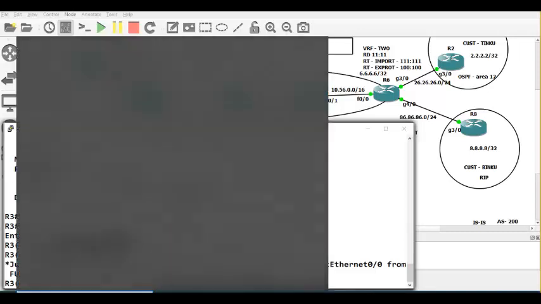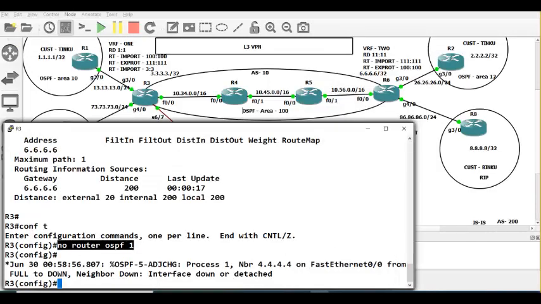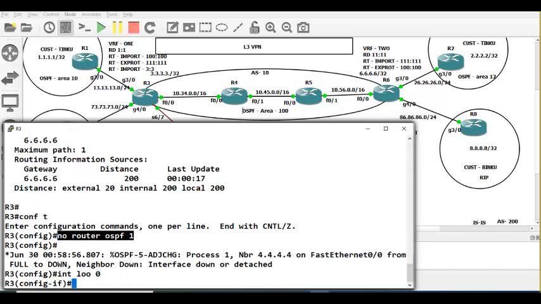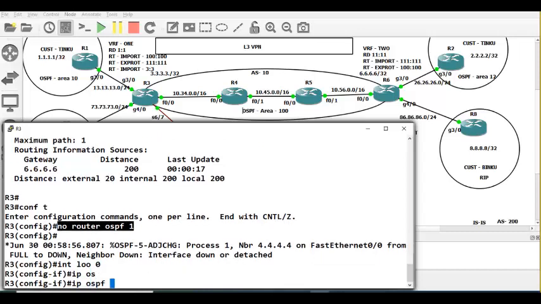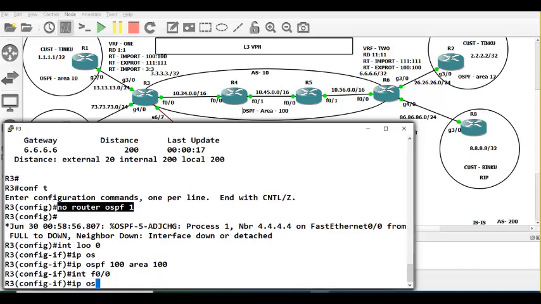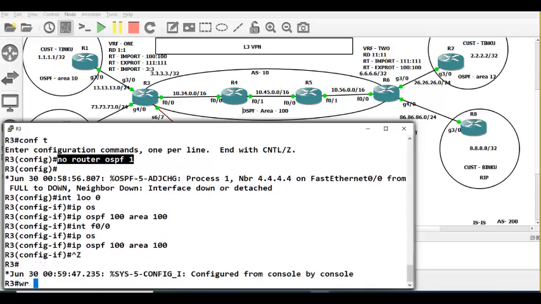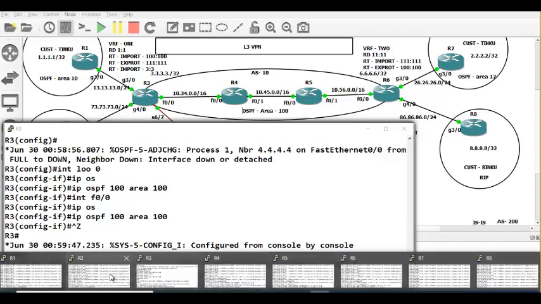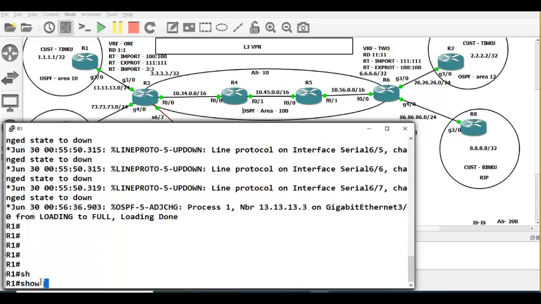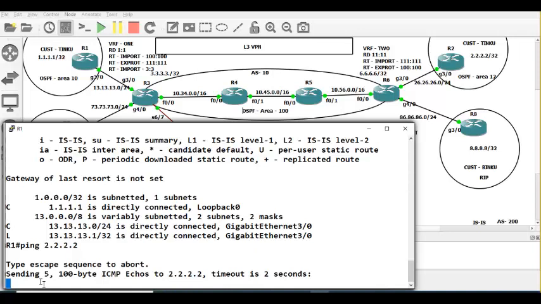So what I'll do is I'll keep it in a notepad. And then interface loopback 0, IP OSPF 100 area 100. Interface F0/0, IP OSPF 100 area 100. At this time, if you go to router 1, you will not have any reachability. Show IP route, there is no route to reach the remote. There is no route.